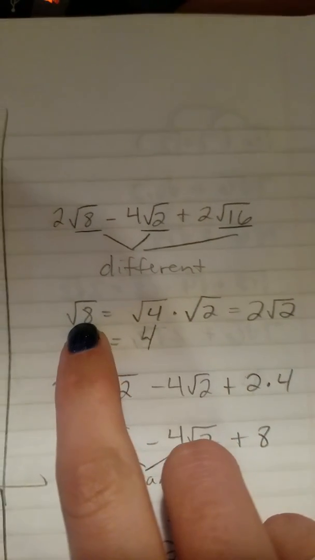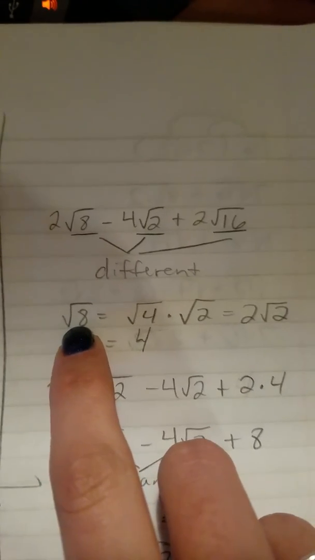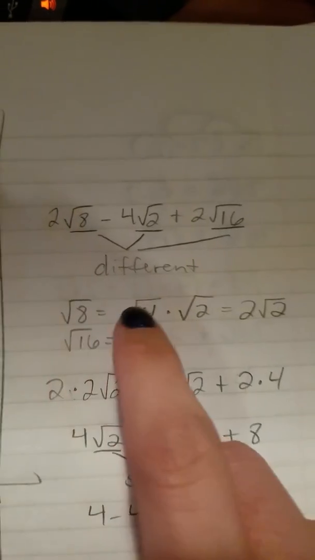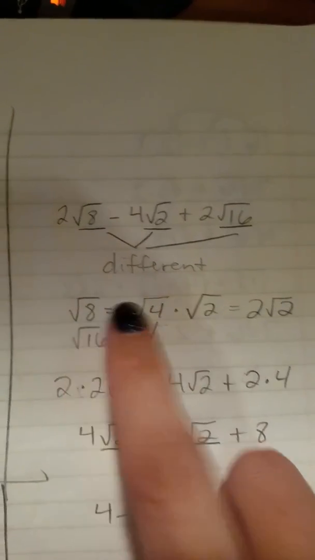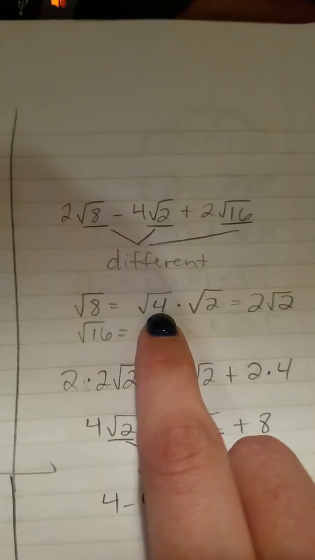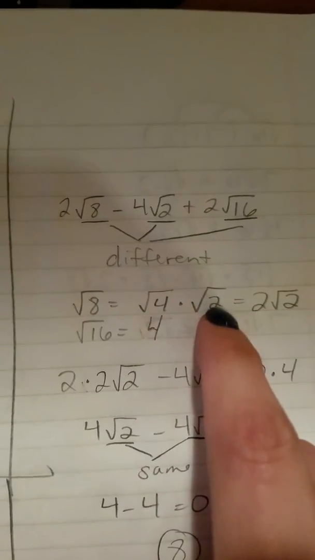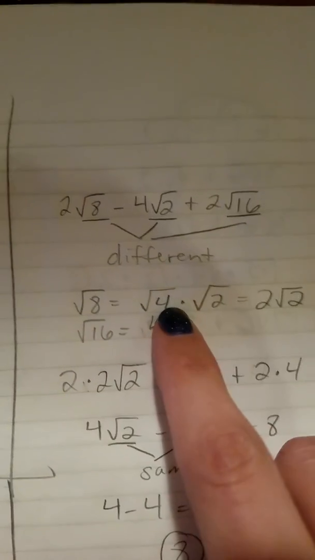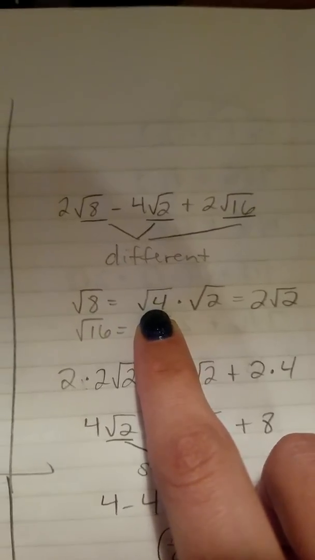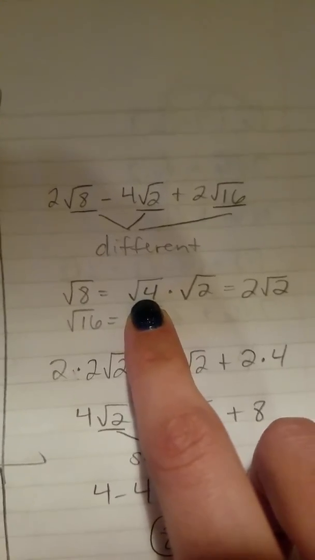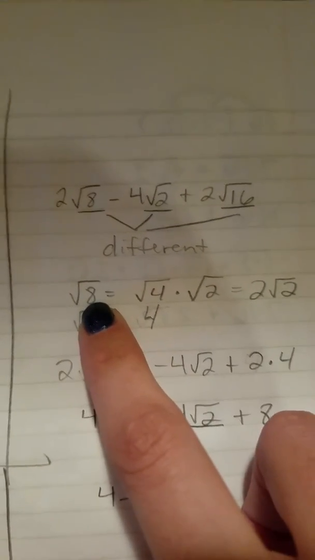Okay, so to simplify them, if I take a look at the square root of 8, what we need to do is break this down into two pieces if we can't take the square root of 8. The two numbers need to multiply to give you 8, one of which you have to be able to take the square root of, okay? If you can't find a number that works, then you can't simplify the root itself, okay?